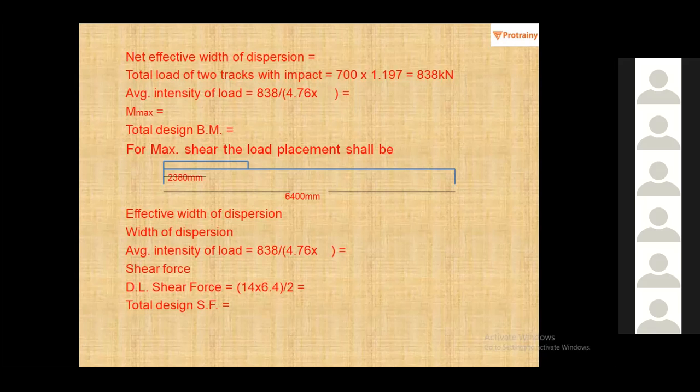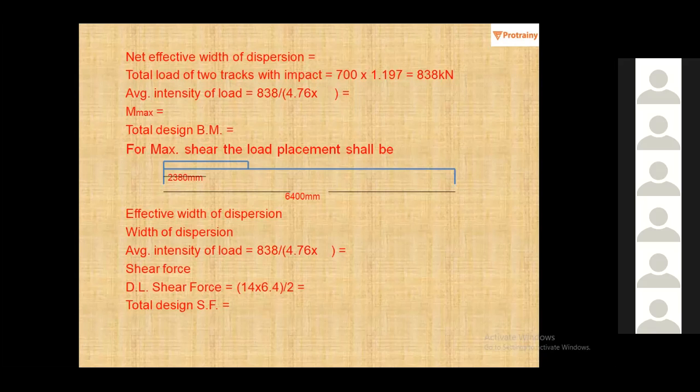Has everyone noted this down? I am saying it again. Please note down the shear force value: 72 kilonewton. Dead load shear force is going to be 45 kilonewton, and total design shear force is going to be the addition of both, which is 117 kilonewton. So your total design shear force and total design bending moment have come.